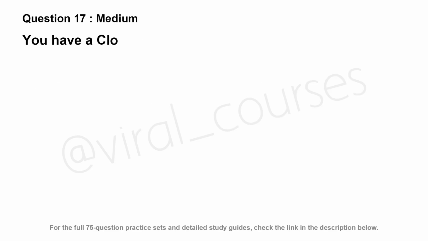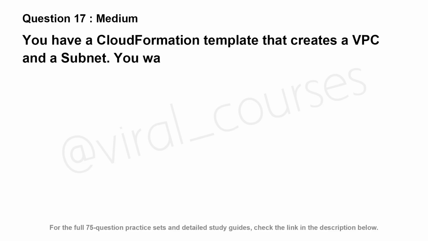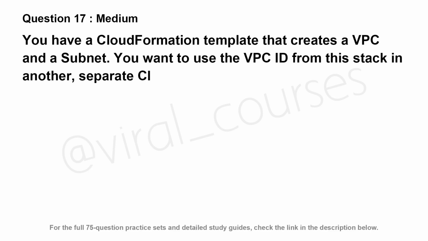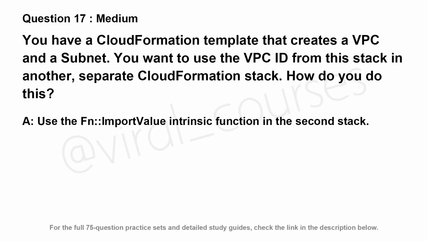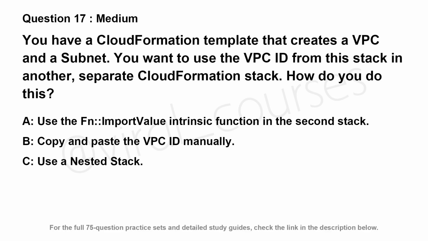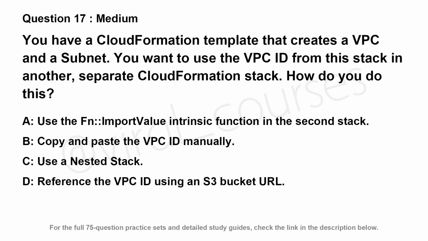You have a CloudFormation template that creates a VPC and a subnet. You want to use the VPC ID from this stack in another separate CloudFormation stack. How do you do this? Option A. Use the Fn::ImportValue intrinsic function in the second stack. Option B. Copy and paste the VPC ID manually. Option C. Use a nested stack. Option D. Reference the VPC ID using an S3 bucket URL.